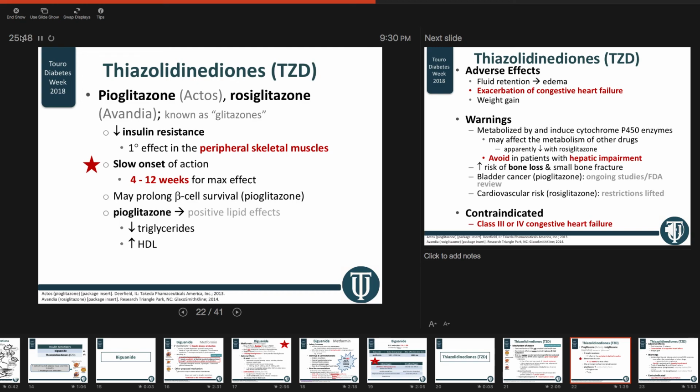So there are 2 agents in this class. The first is pioglitazone. The brand name is Actos. And the second agent is rosiglitazone. The brand name is Avandia. So as I mentioned earlier, they help reduce insulin resistance, and specifically in the peripheral skeletal muscle. And this is very important. The next point is very important to share with your patient.